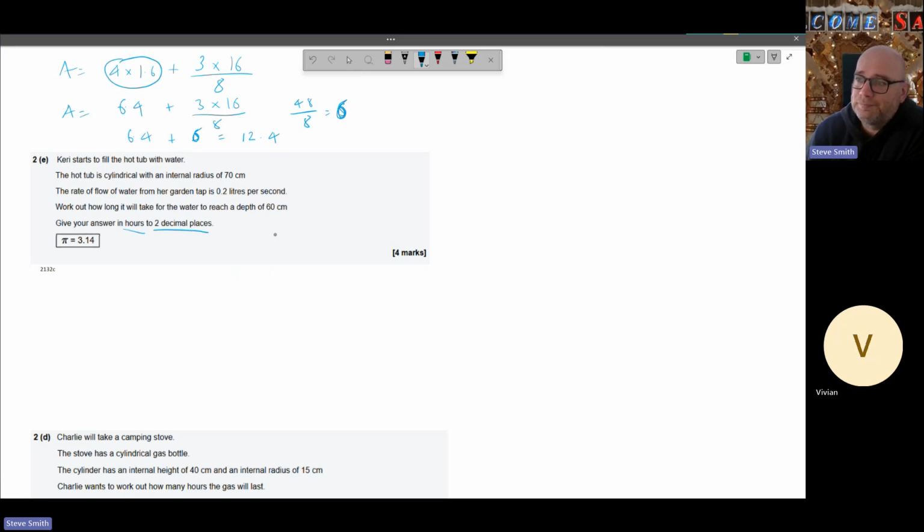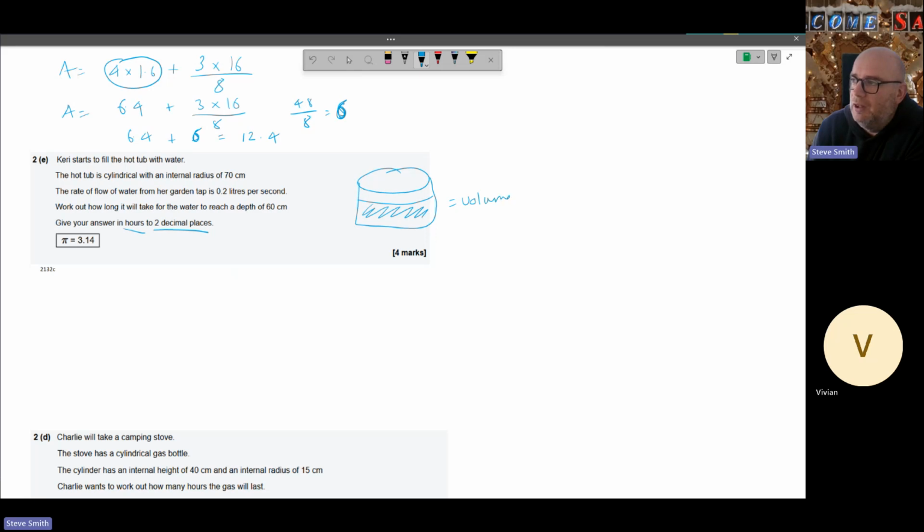So we've got 4 marks here. We've got pi, and it's asking us here. She's going to fill up the hot tub. Okay, not the best picture of a hot tub, I know, but she's going to fill it up to a depth of 60 centimeters. So she's going to fill it up to there. If we could see inside, we'd have some water there, but we don't. So when it comes to filling up a hot tub, we're looking at the volume.